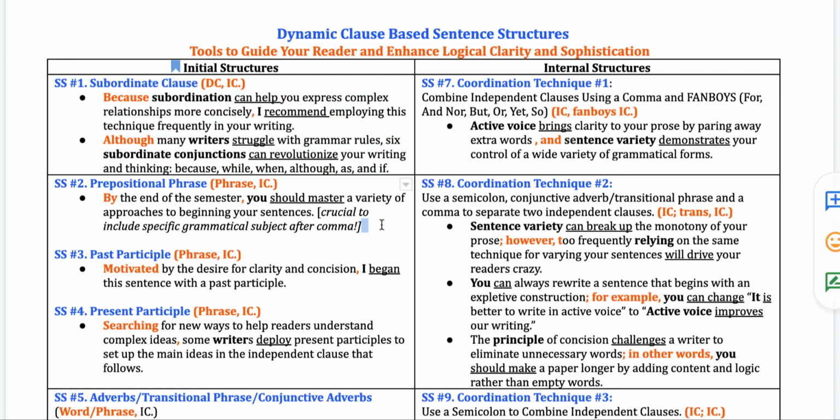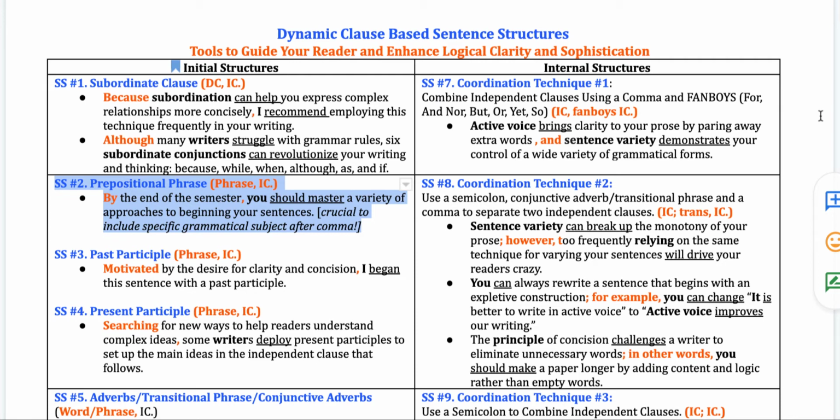The other sentence structure this quiz is going to ask you to work on and learn is the SS2, the use of the introductory prepositional phrase. The numbers don't matter. I'm never going to give you a quiz asking you to match the number of the structure to the structure. They're just a way of us staying organized and me having a code I can refer you to when I want to help you think about these different structures.